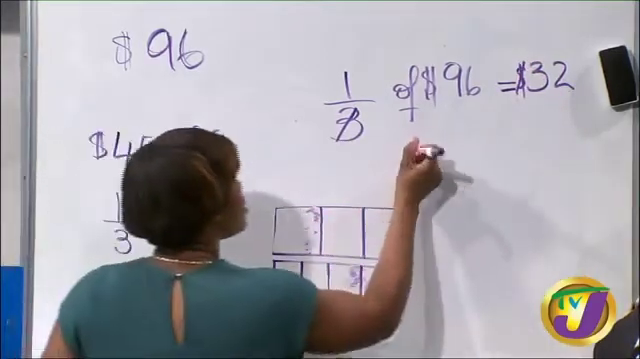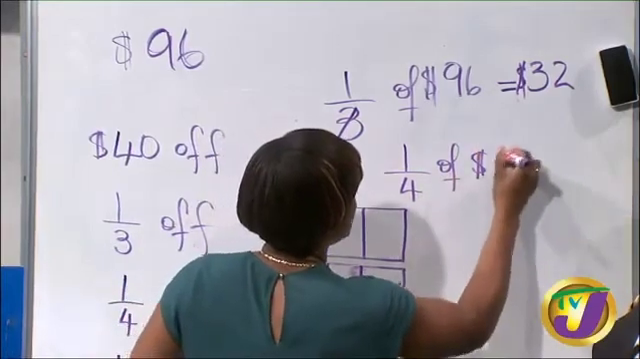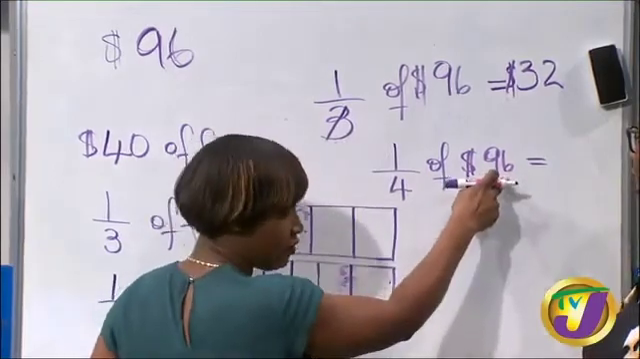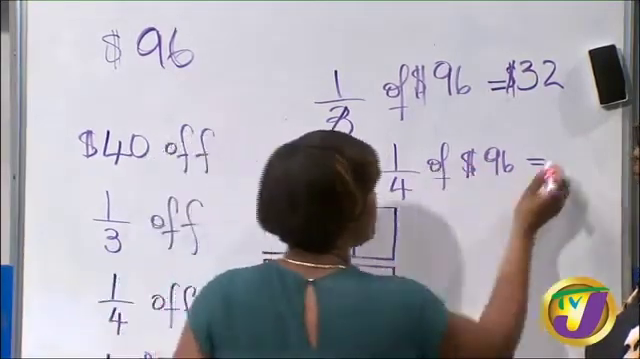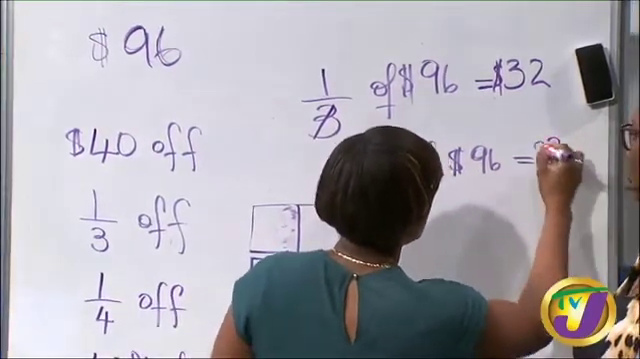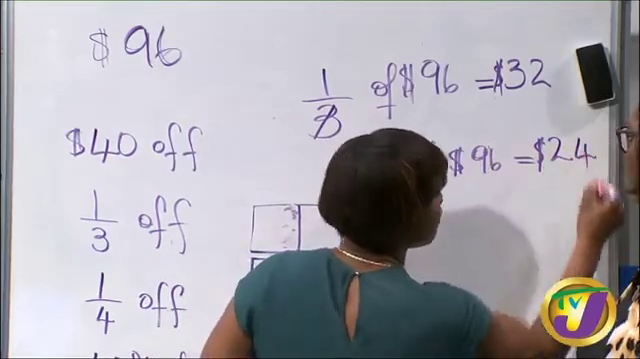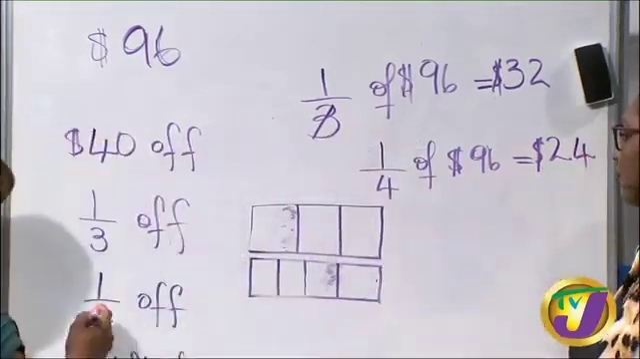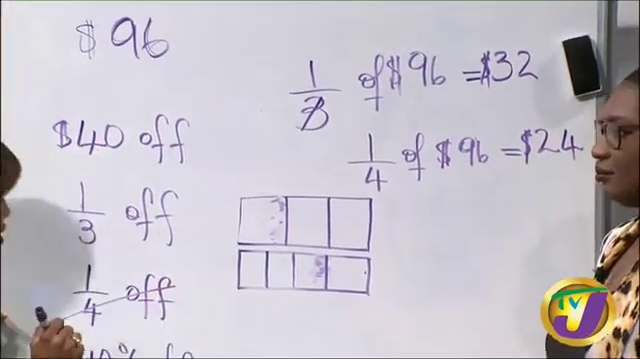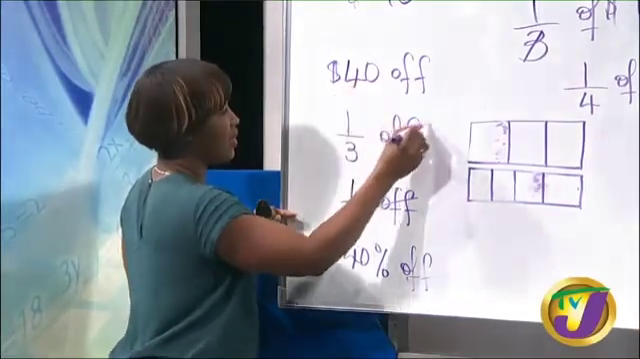If I were to look at it as a 1/4 off, it would mean that I would have to divide my 96 into 4 equal parts. Right away, I see that it's less, but just work it out. So that's $24. So I don't want the 1/4. Because, see there, $40 is there. So cross out my 1/4. $32, that is even less than 40. So I no longer want that.